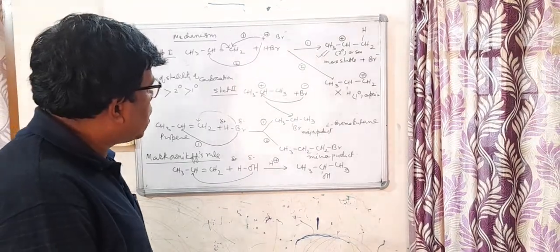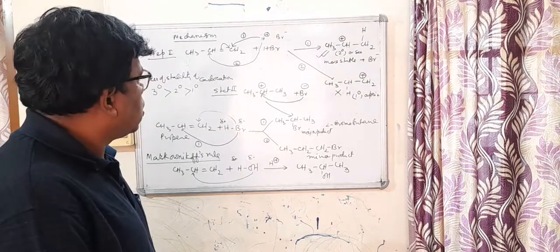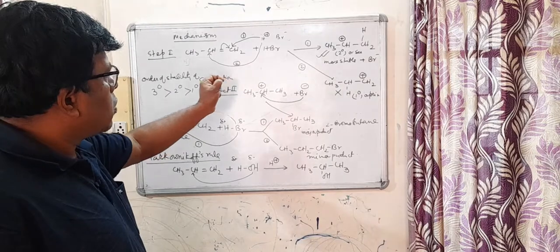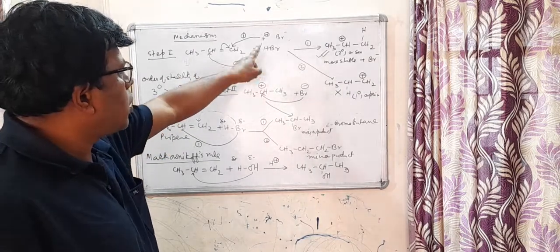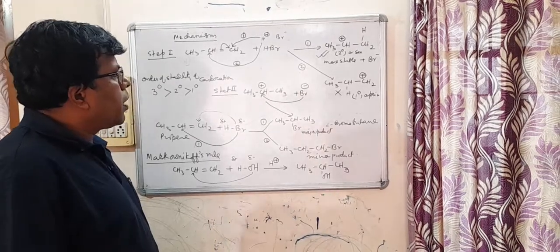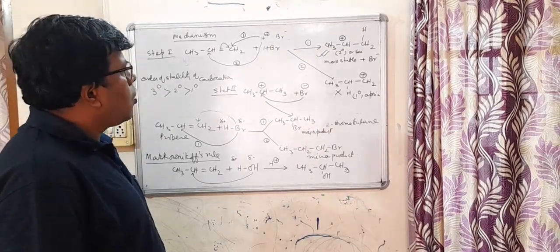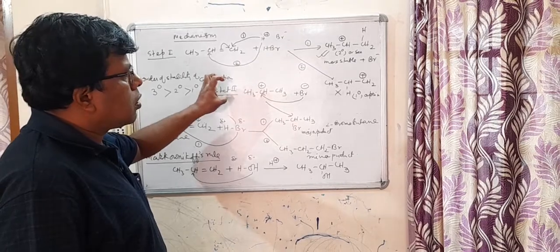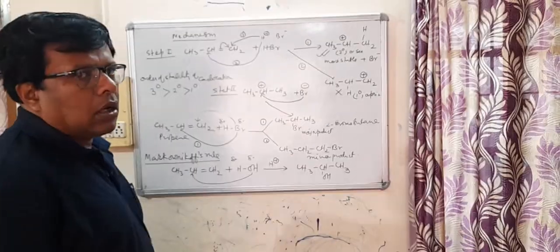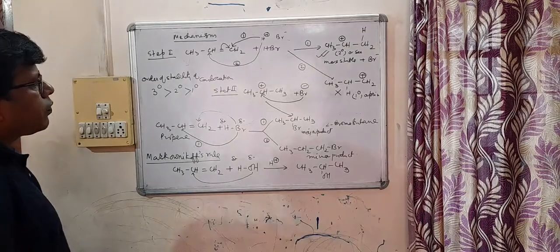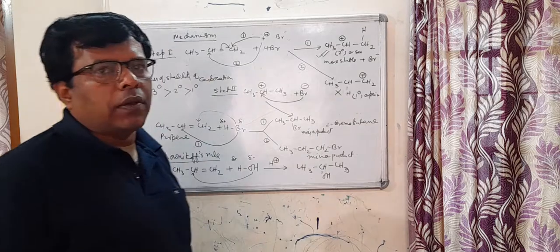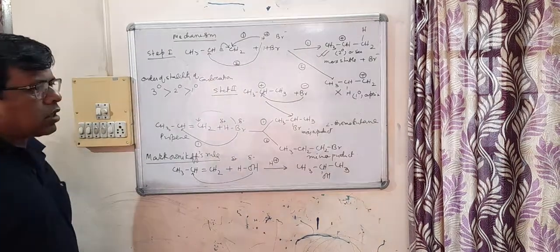Now I am going to say one more thing. This reaction which we have talked about, addition of HBr, becomes different if organic peroxide is present in the reaction mixture. If organic peroxide is present, then addition takes place in another way. So that we are going to discuss now.